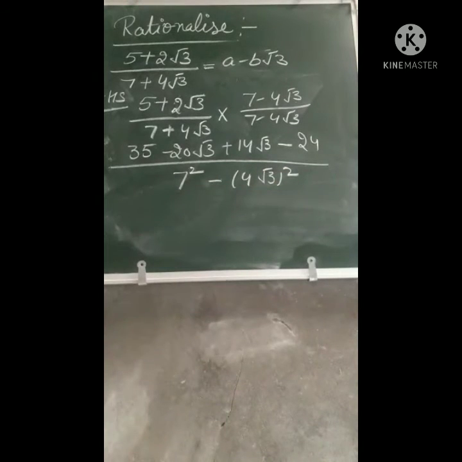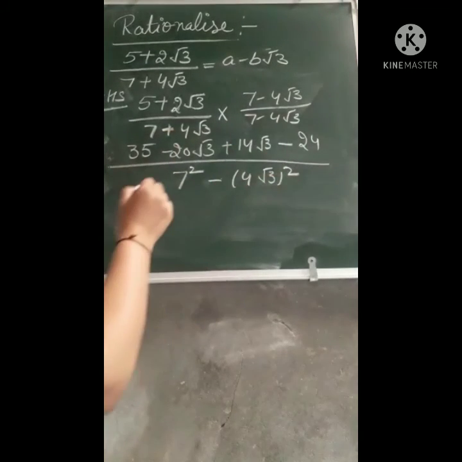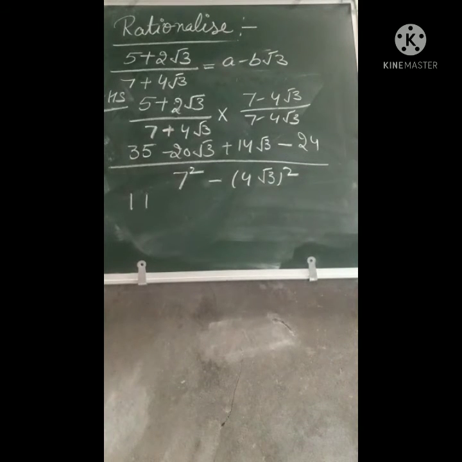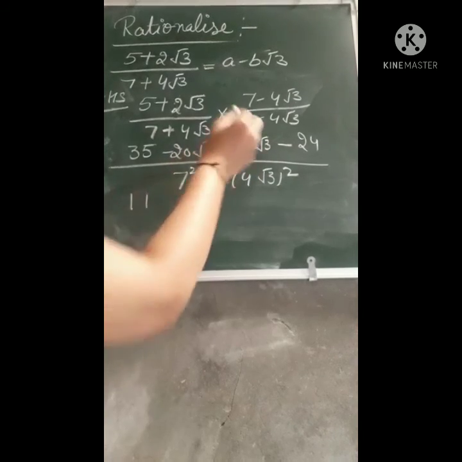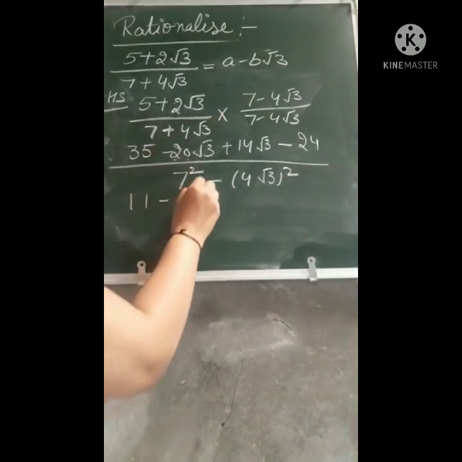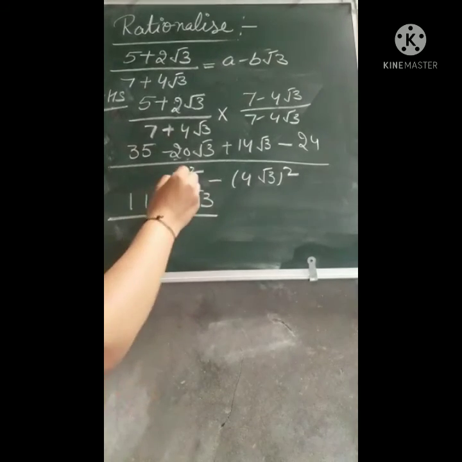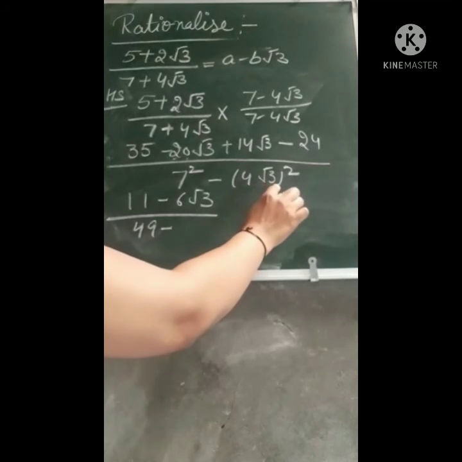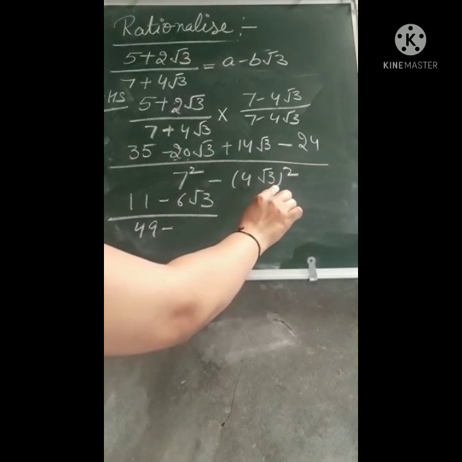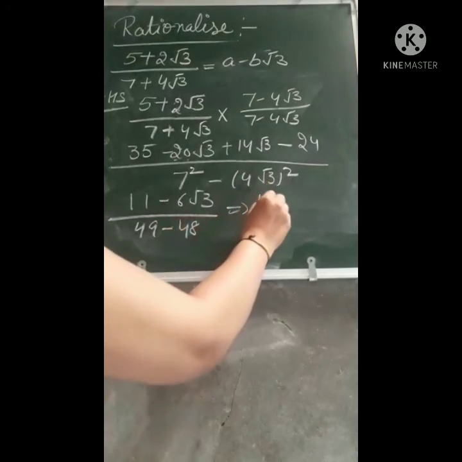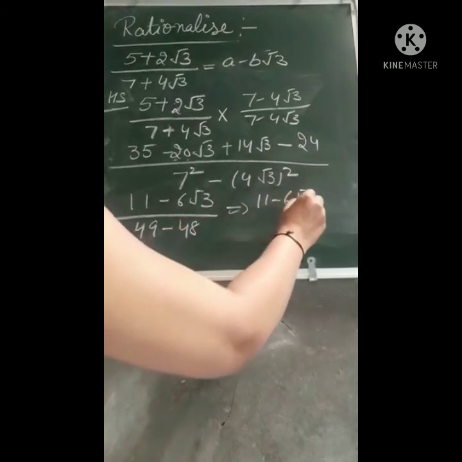So 35 minus 24, that is 11. And minus 20 plus 14, like terms, so minus 6 root 3. And here it's 49, 4 square is 16 and under root 3 square is 3, 16 times 3 is 48. So it becomes 11 minus 6 root 3 over 1.